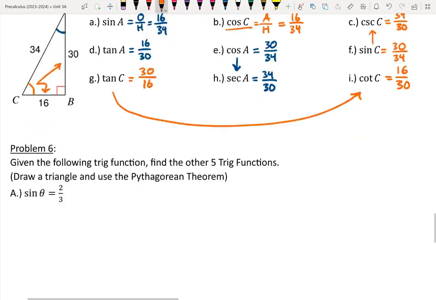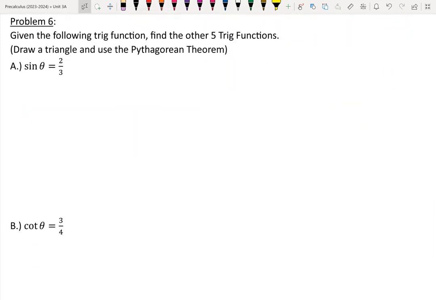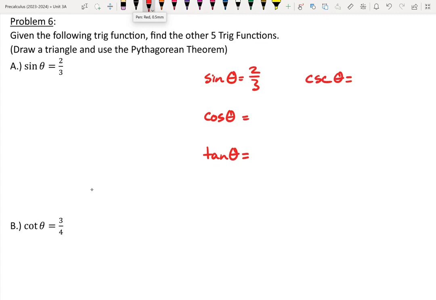All right, let's go ahead and do problem 6. So problem 6 here, we are given a trig ratio and we want to find the other 5, so it's 6 total. So we know sine of theta is equal to 2/3. We want to know what is cosine of theta, tangent of theta, cosecant of theta, secant of theta, and cotangent of theta.